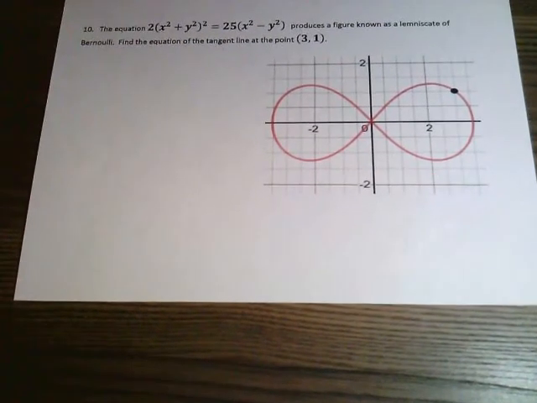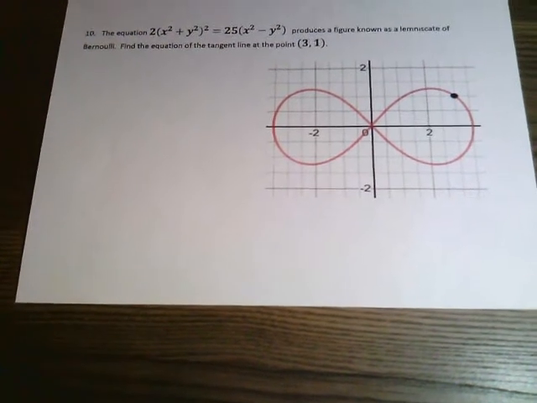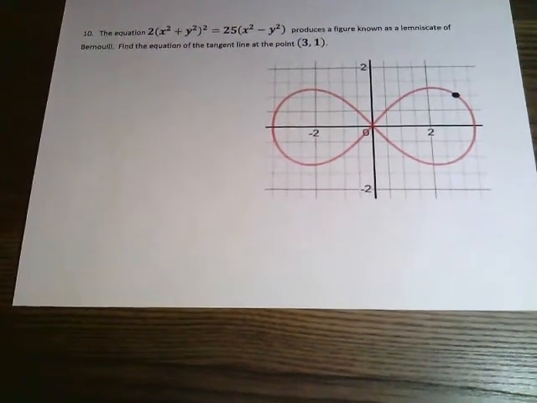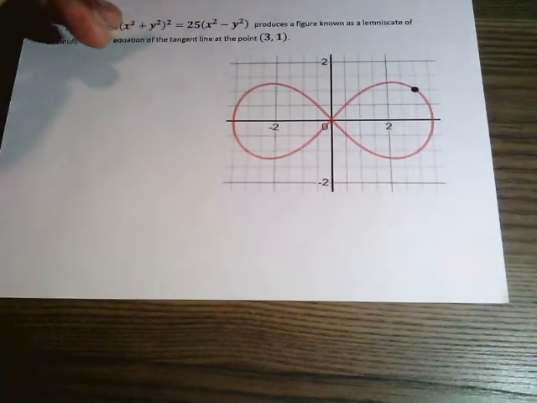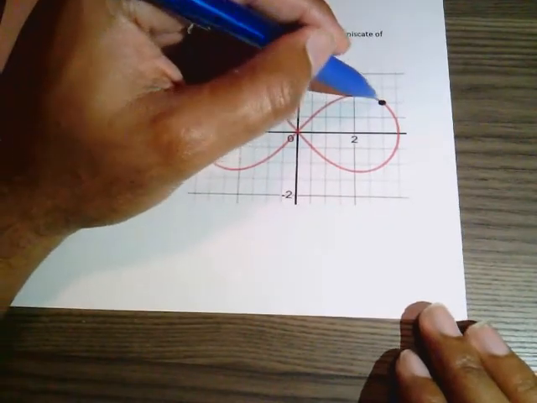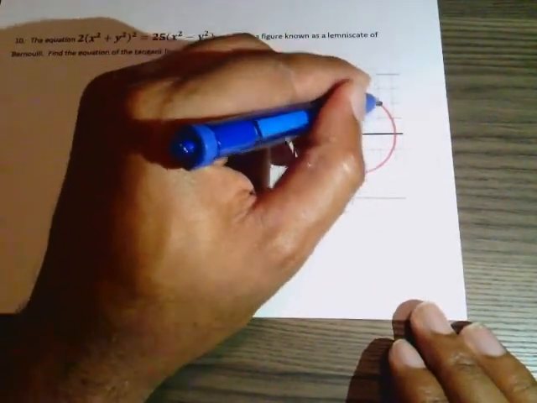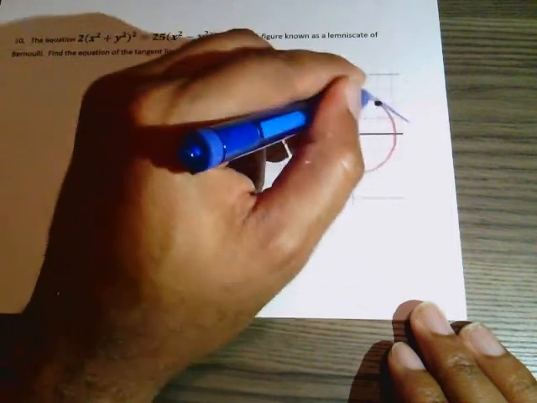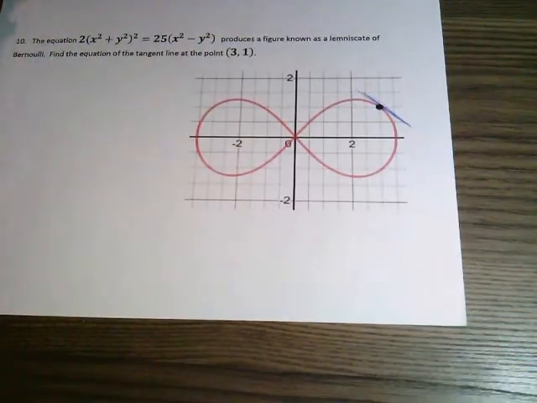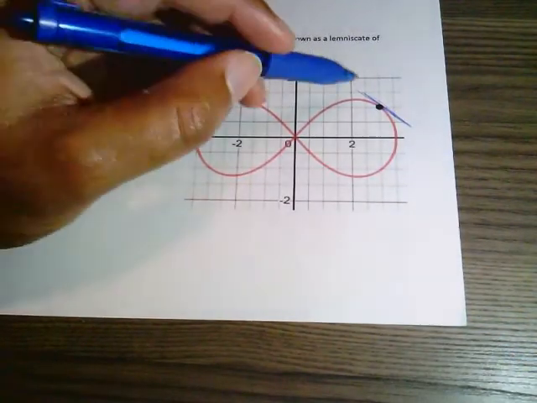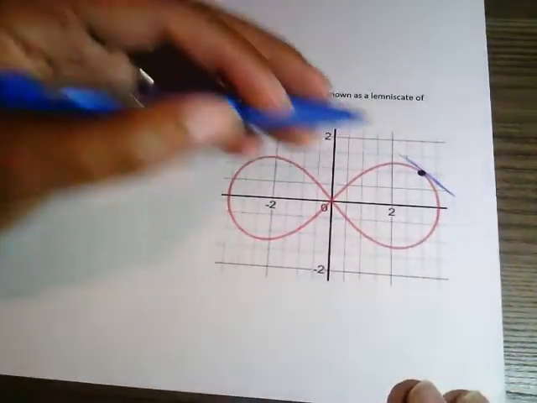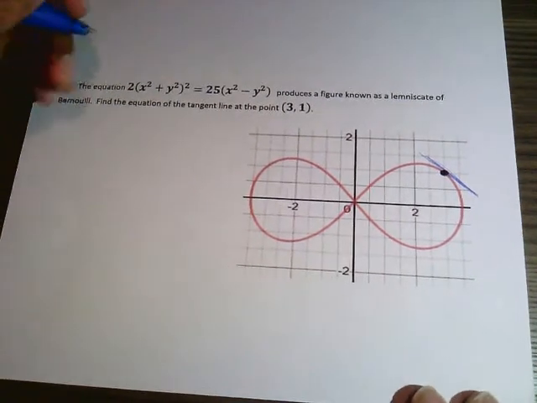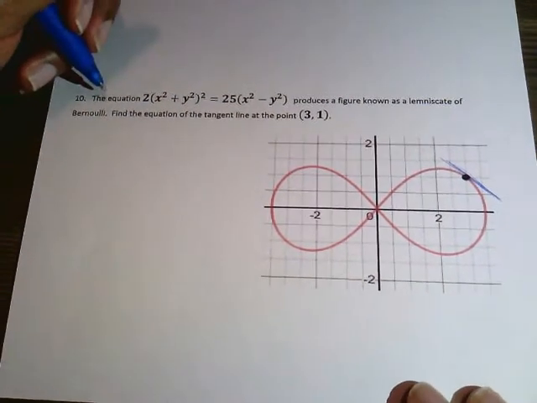So now moving on to number 10, it says the equation that's given produces a figure known as the limit set of Bernoulli. Find the equation of the tangent line at the point (3, 1). So here our point at (3, 1) is shown on the graph. So we know our slope for our tangent line should at least be negative and not too steep and not too flat. So we know we're looking for a negative slope here. So now we're going to go ahead and find our derivative first.